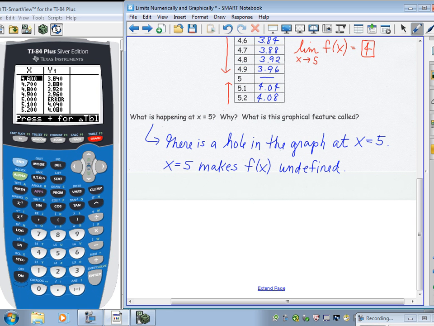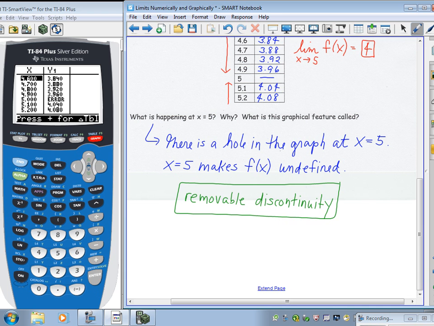Okay, and lastly, what is this graphical feature called? I don't know if I've ever told you this before. It's called a removable discontinuity. And yes, you will have to know that.